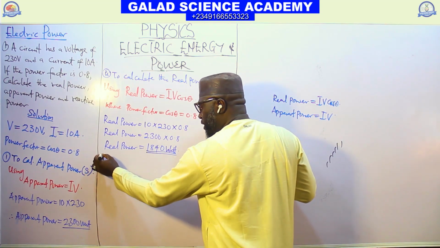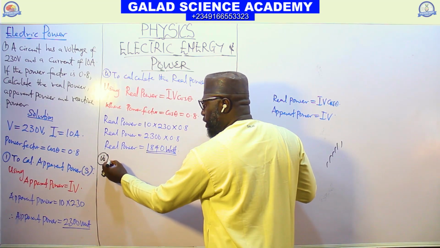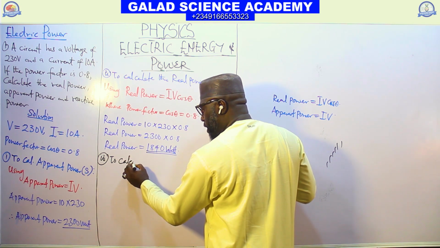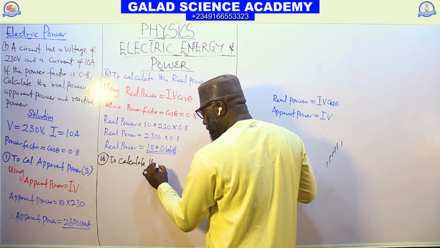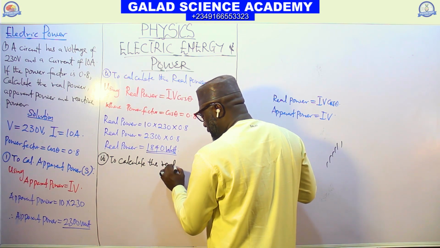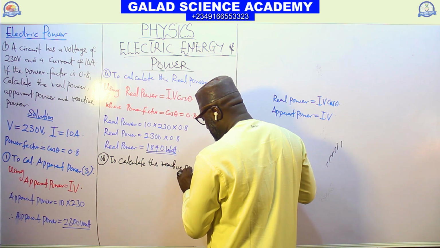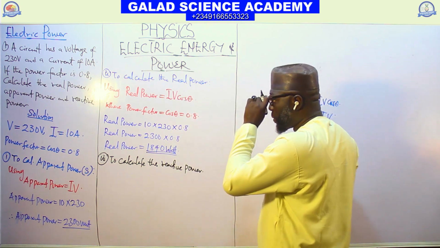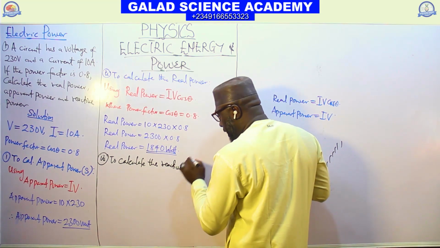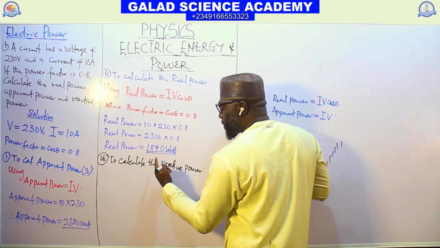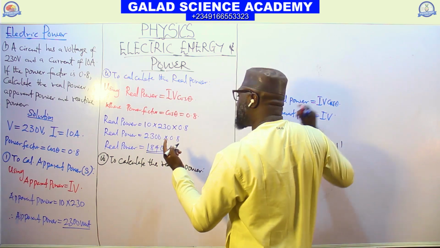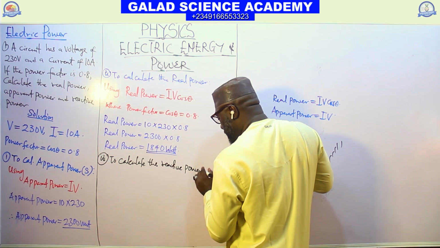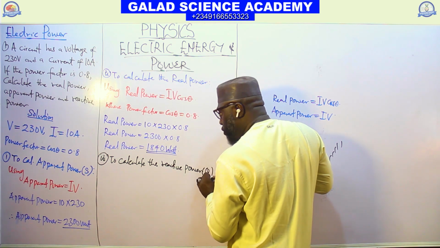So we can use equation 3 to calculate the reactive power. The reactive power can be found by using equation 4, where reactive power is Q.